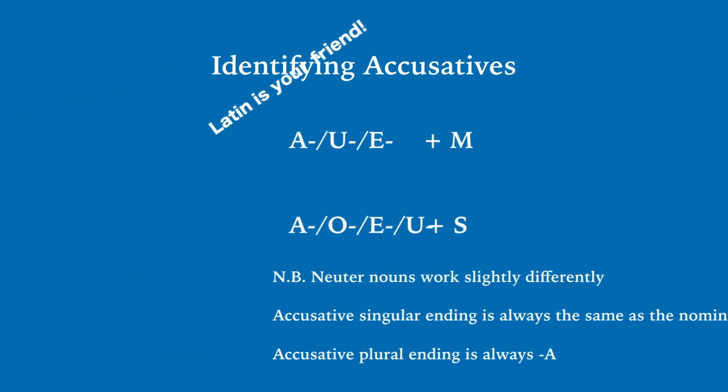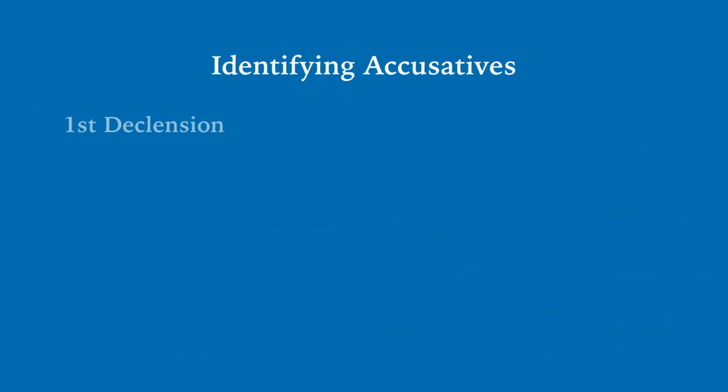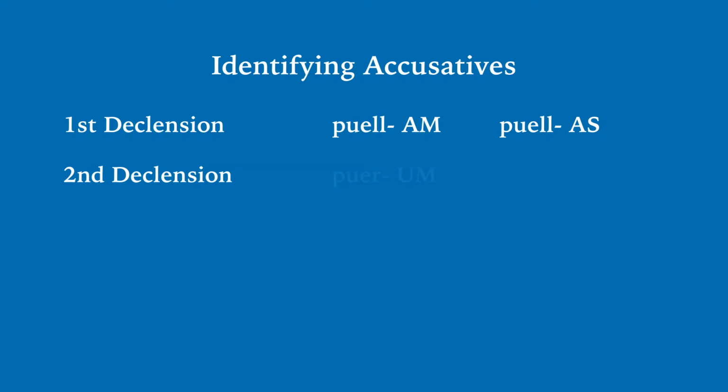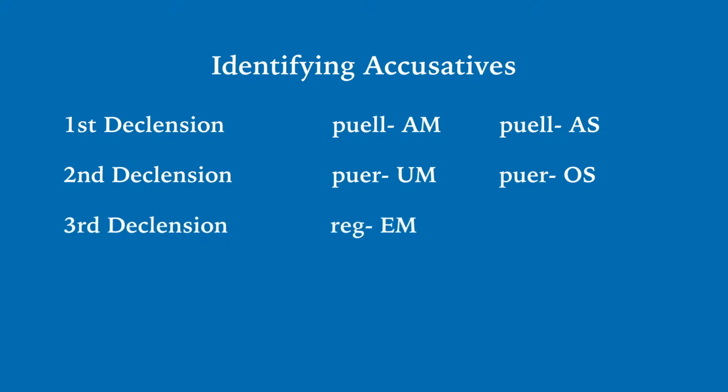So, in the first declension, which is characterized by the use of the A vowel in its endings, it is am, as in puellam, for a singular girl, and as, as in puellas, for plural girls. In the second declension, it is um, as in puerum, for a singular boy, and os, as in pueros, for plural boys. In the third declension, it is em, as in regem, for a singular king, and es, as in reges, for plural kings.